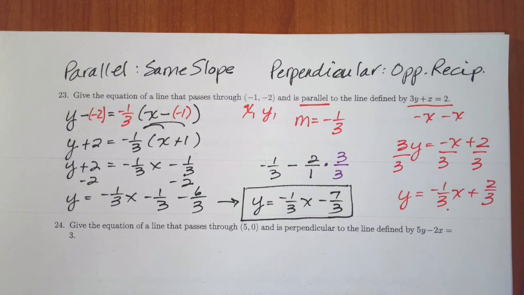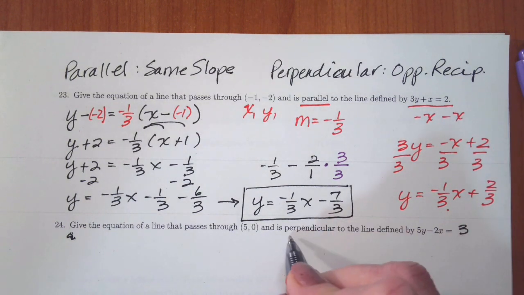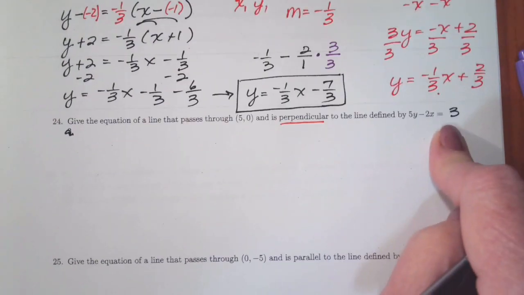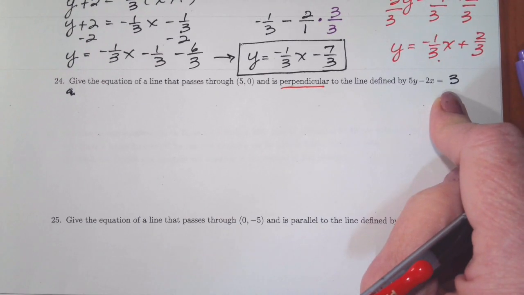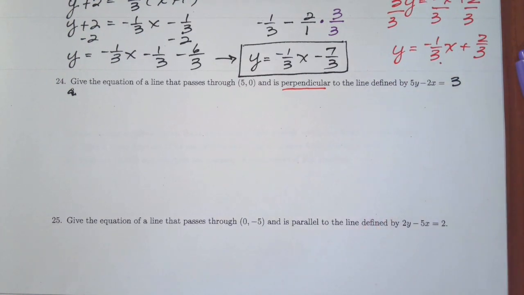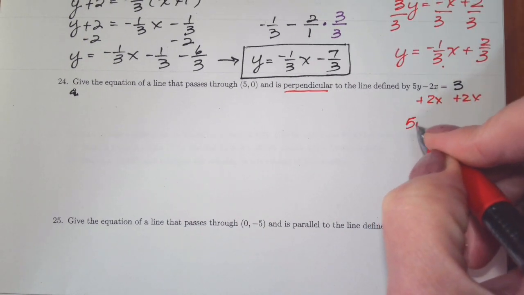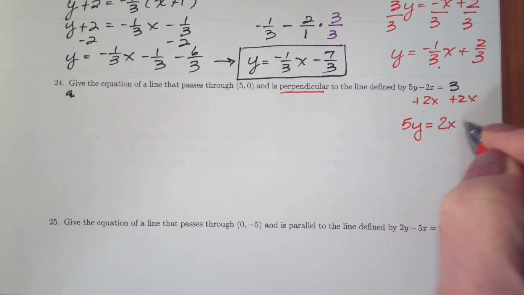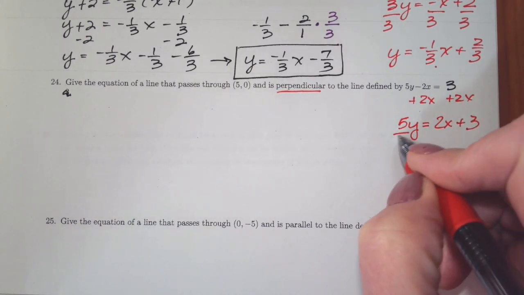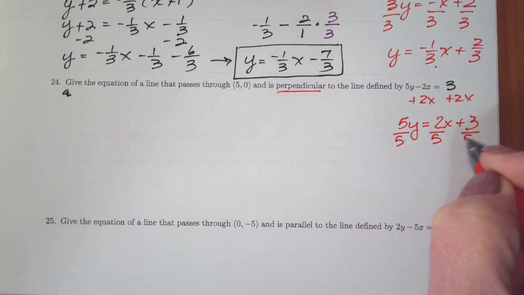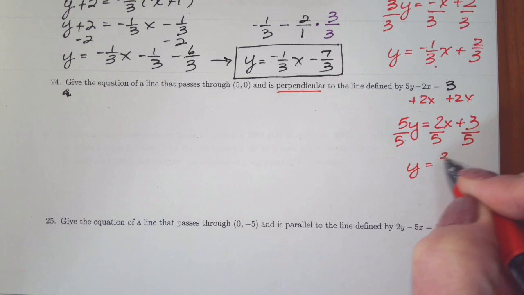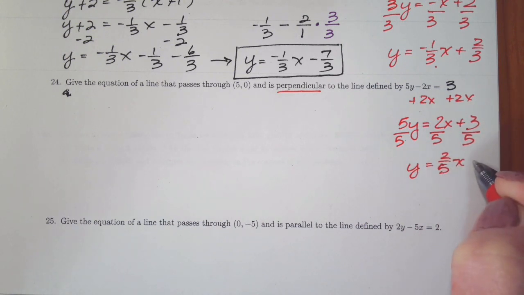Okay. All right, and I'm going to put this up here. It equals 3. Okay, so that's the parallel case. Perpendicular means I'm going to have to find the slope of this line and then find its opposite reciprocal. So again, I'm going to start by putting this into slope-intercept form. I will add 2x to both sides, and that gives me 5y is equal to 2x plus 3. Divide everything by 5, and I get y equals 2/5 x plus 3/5.